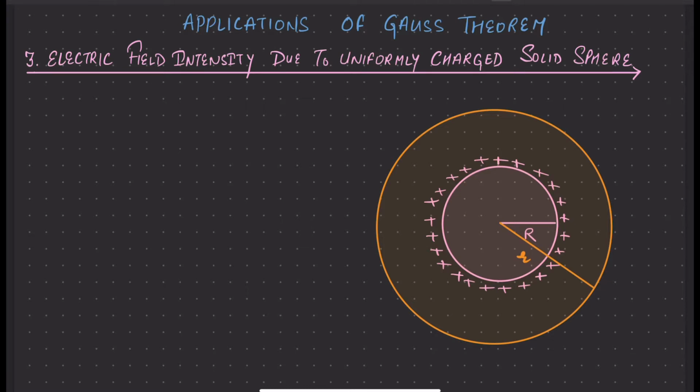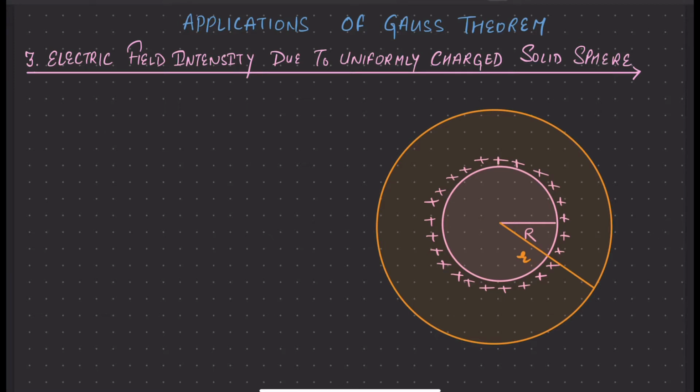We always consider a Gaussian surface which is geometrically symmetrical, and hence the most suitable Gaussian surface in order to find electric field intensity due to uniformly charged solid sphere is the sphere only. So I have chosen a Gaussian surface to be a sphere of radius small r, and now we need to find the value of electric field intensity. And in order to find it, we as usual have to apply the Gauss theorem.